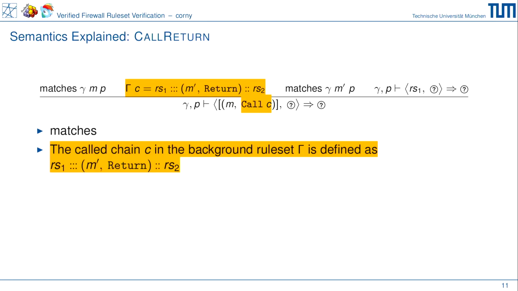And we also have as a precondition that the chain in the background rule set looks as follows. So we have this capital gamma of C there, which basically means look up in the background rule set of all the user-defined chains how the chain with the name C looks. Well, so essentially we get what is in the DOS protect chain for the example from the beginning. And here we say, well, it looks the following.